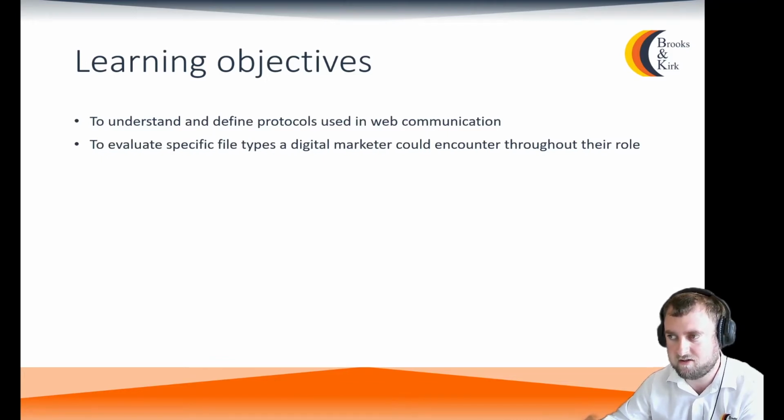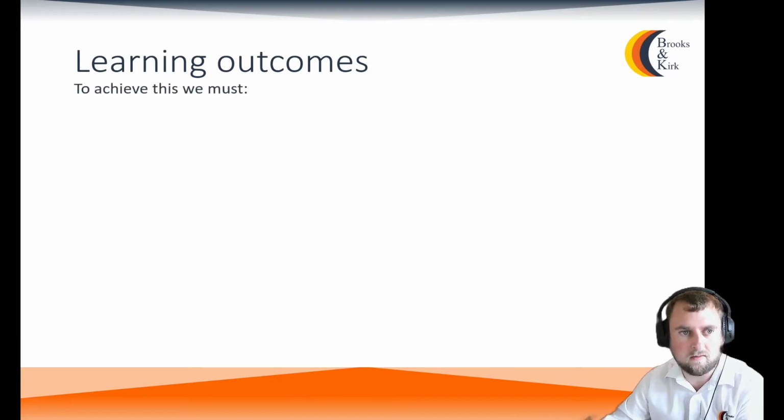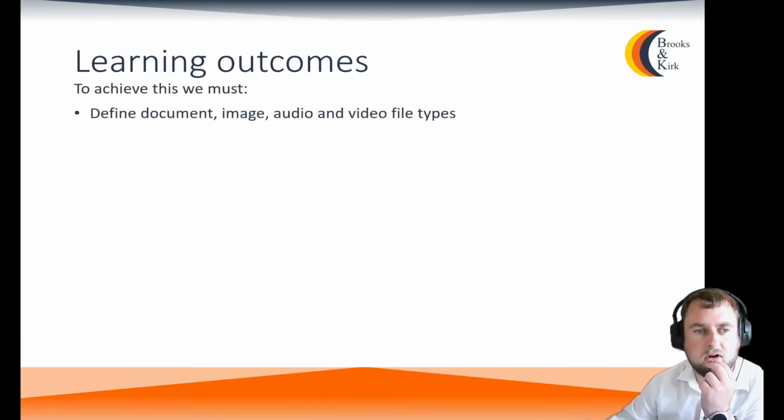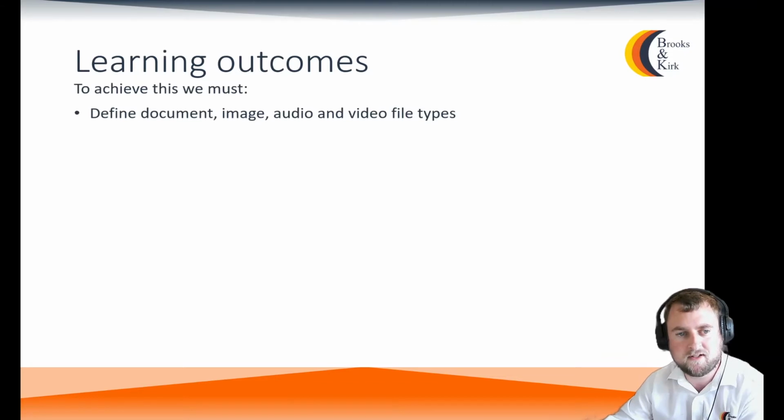And certain extensions have pros and cons. So you at some point need to evaluate the strengths and limitations of specific file types. To achieve this, the outcomes are that you're going to be defining specific document, image, audio, and video file types. You need to be quite proficient at these file types because some of them can be quite complicated.